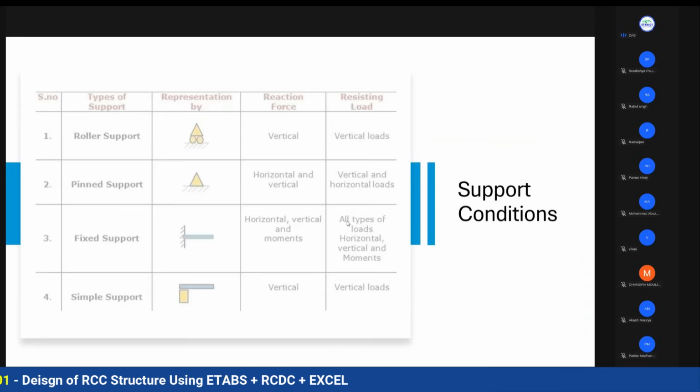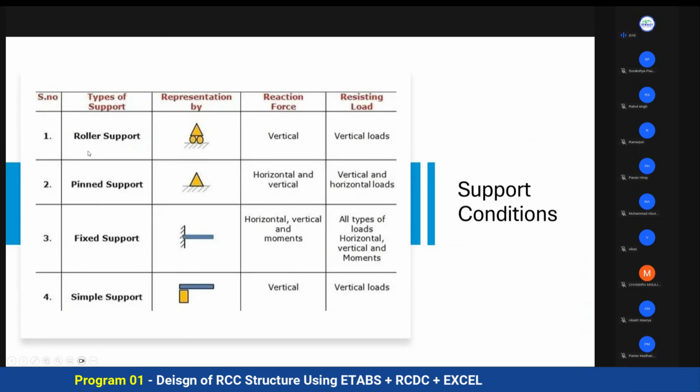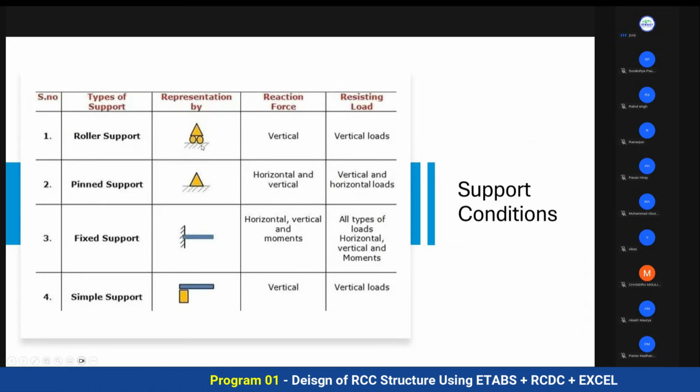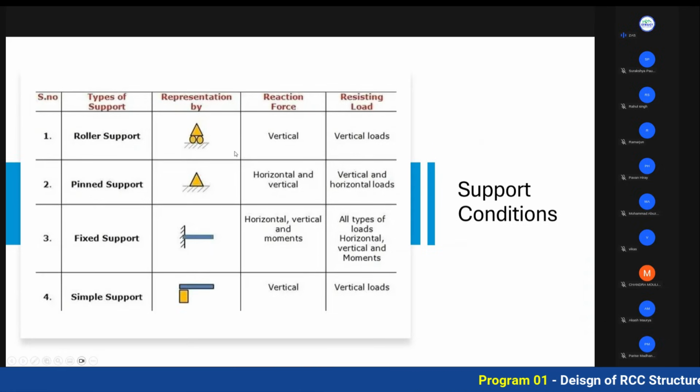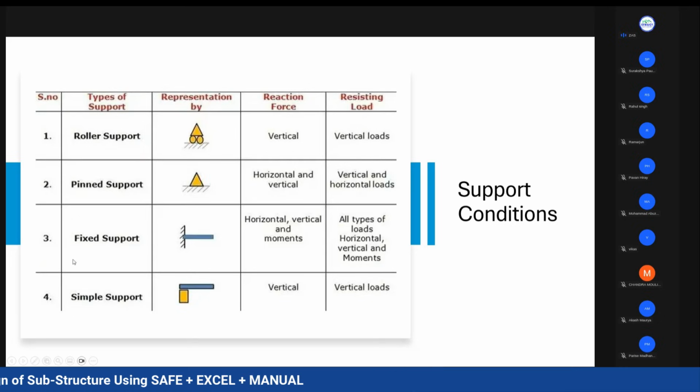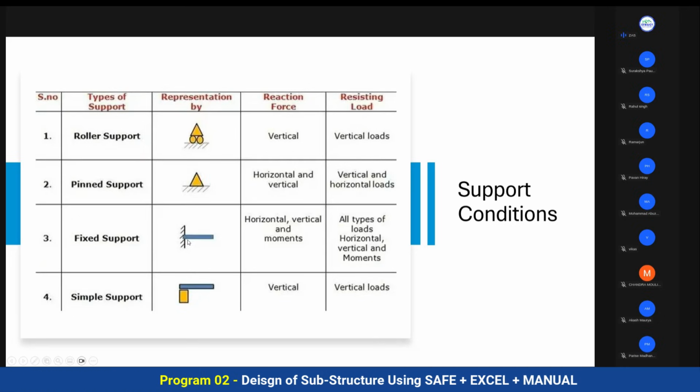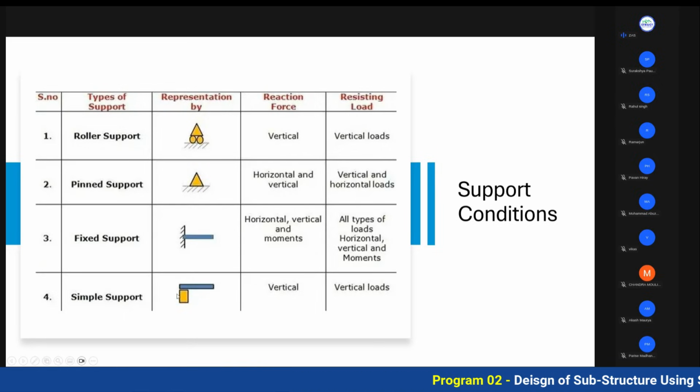Support conditions, you can have either a roller support. This is the representation of a roller support where you will have only vertical reaction. Horizontally, this support will move, so no reaction will be developed. Then you have pin support where you have horizontal and vertical reactions. You have fixed support where you also have horizontal, vertical, and moment. And you have simple support like this.